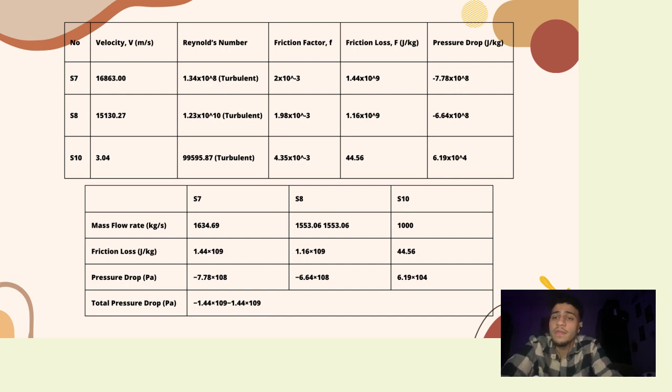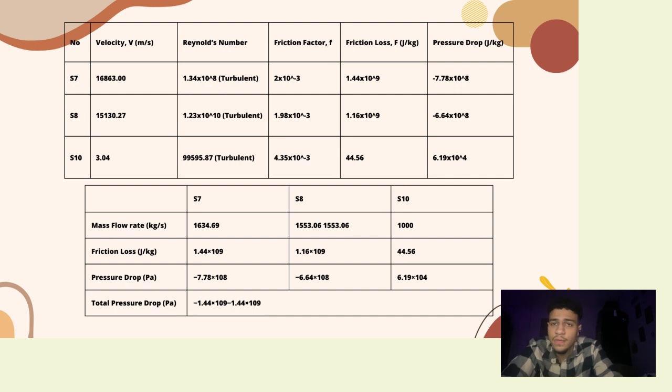After getting the velocity, we can calculate the Reynolds number by the formula Re is equal to rho Vd by viscosity. After calculating the Reynolds number, that's equal to 1.34 multiplied 10 to the power of 8, which is turbulent flow because it's more than 4,000. After getting the Reynolds number, we can calculate the friction factor. The friction factor can be either calculated by using the equation or by using Moody's diagram.